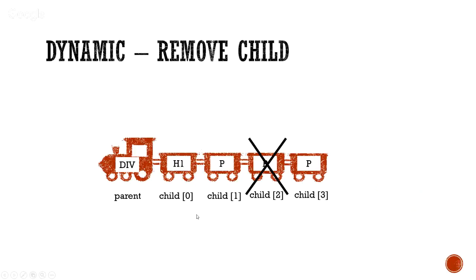And then I can also remove elements. Say I didn't want to have a paragraph anymore, I can actually remove it from the DOM entirely using that function. And again, I'd access it with the child index.